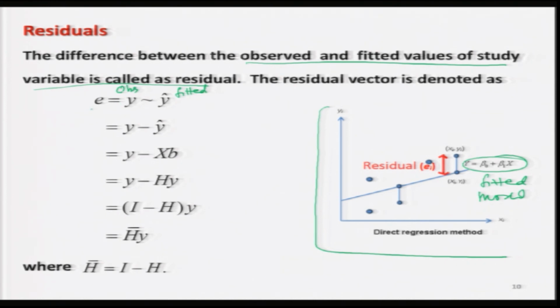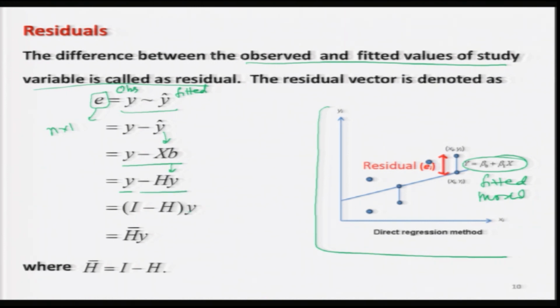So, the residual vector e is now defined as y minus y hat. The only difference with respect to the simple linear regression model is that now this is an n cross 1 vector. I am fixing my notation that this difference is y minus y hat, where y hat is X b. So y minus X b can be written as y minus H y.